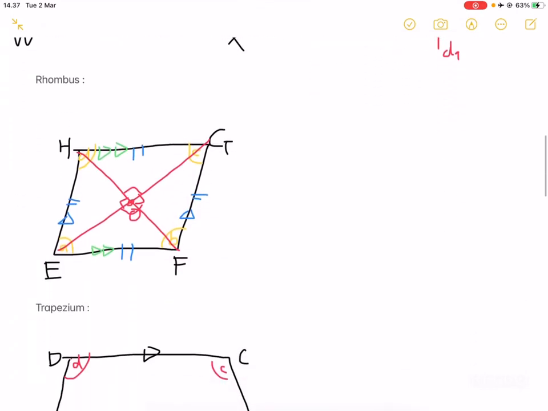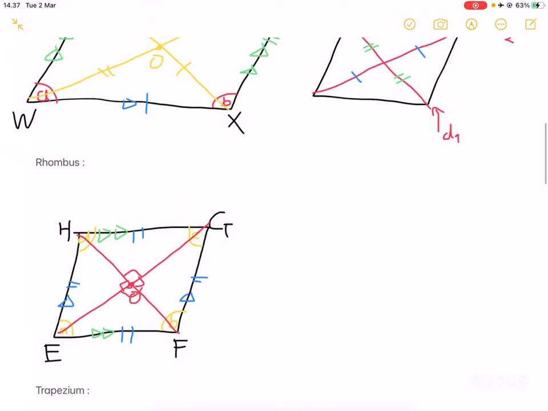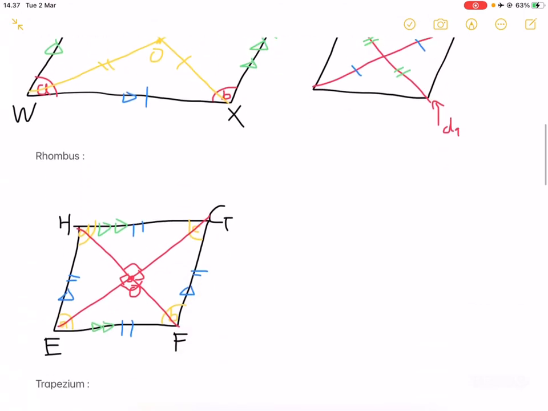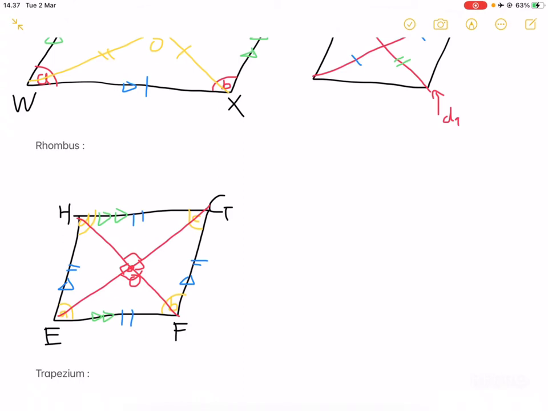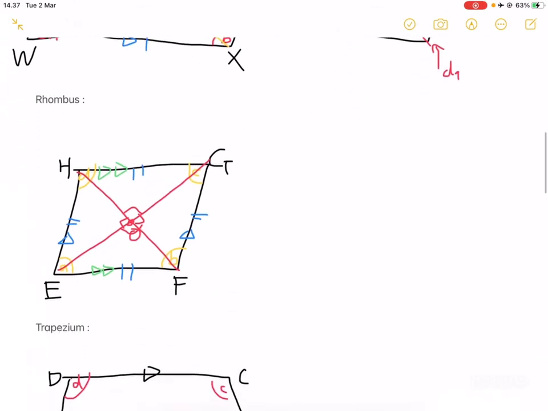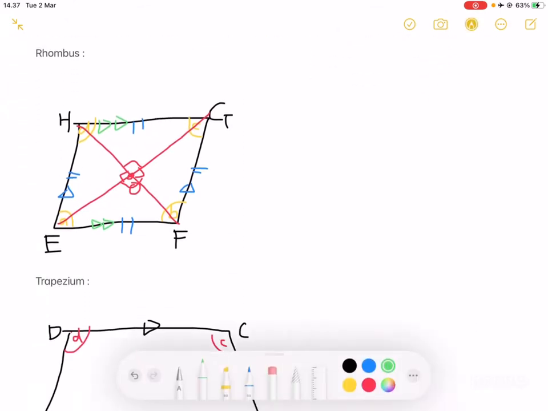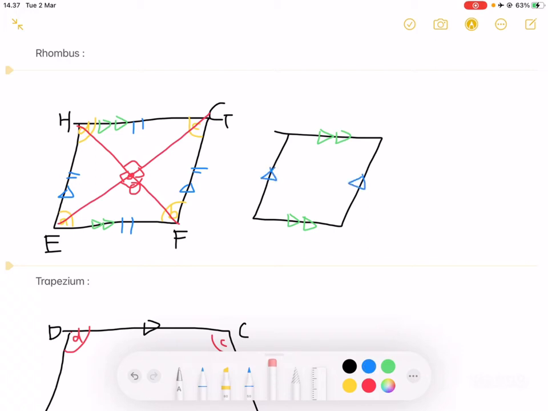The next thing is the rhombus, and basically a rhombus is just like a parallelogram, but it has four equal sides instead of two pairs. So all sides of a rhombus must be equal. And like in the parallelogram, it has two pairs of parallel lines, which are those marked in green and those marked in blue, like here.